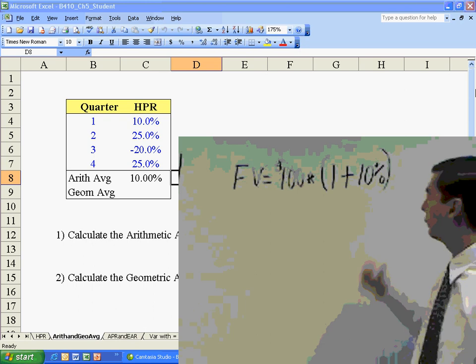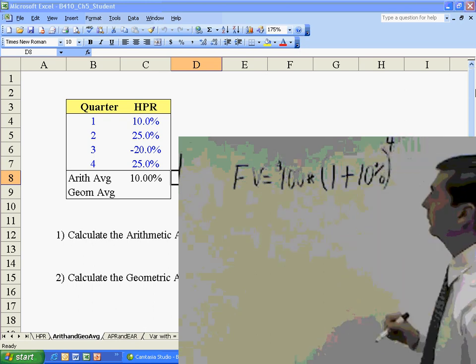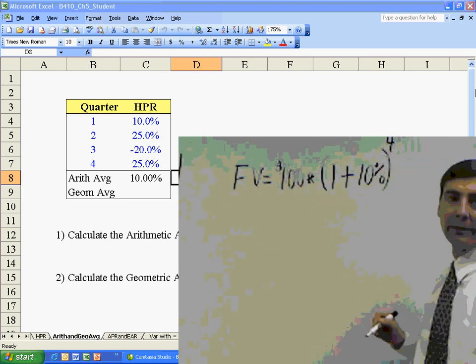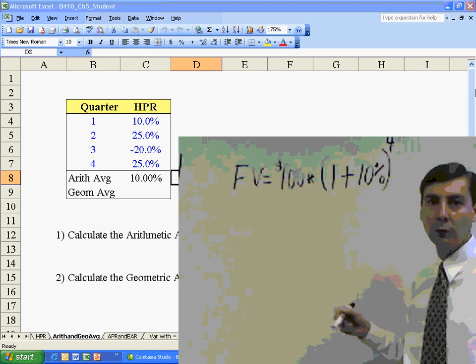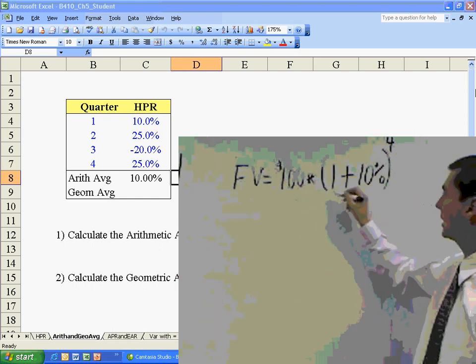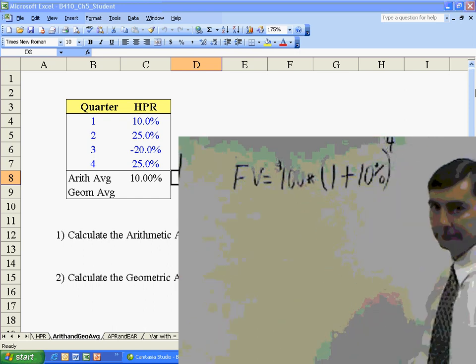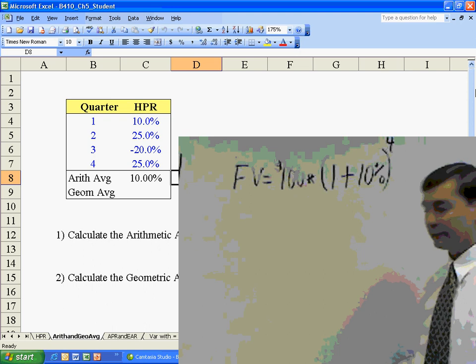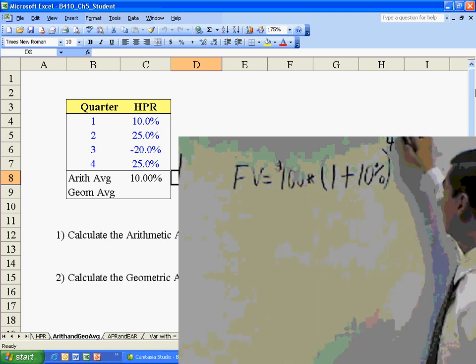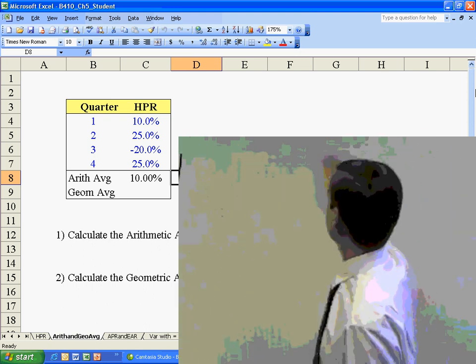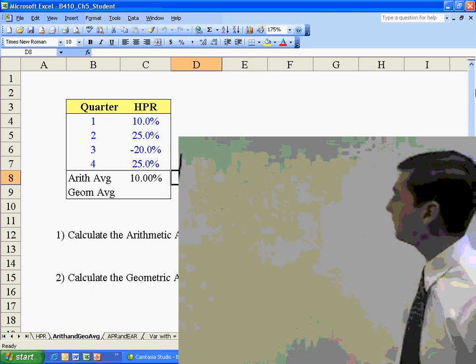So if we want to go forward 4 years, I'd raise it to the power of 4. So if I want to figure out the value of $100 4 periods from now, I'd take $100 times 1 plus the rate raised to the power of 4. Okay, hopefully that rings a bell somewhere from your past. So I want to show you something else now.